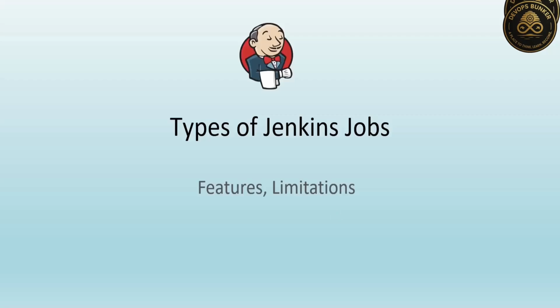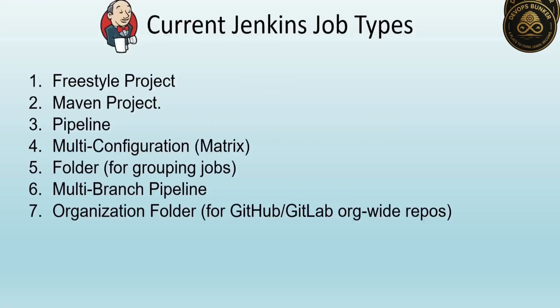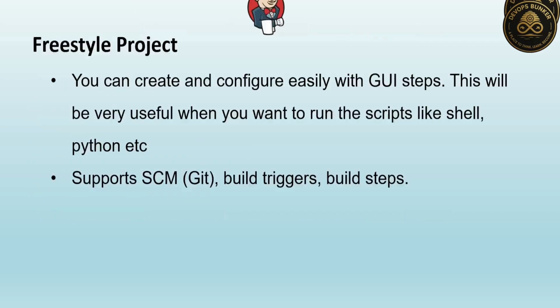So let's start. As I mentioned, we have different types of Jenkins jobs: Freestyle project, Maven project, pipeline job, multi-configuration, folder job, multi-branch pipeline job, and the final one is organization folder. So we will talk about each one of them. I'm only covering the important ones which are regularly in use. So the first one is Freestyle project.